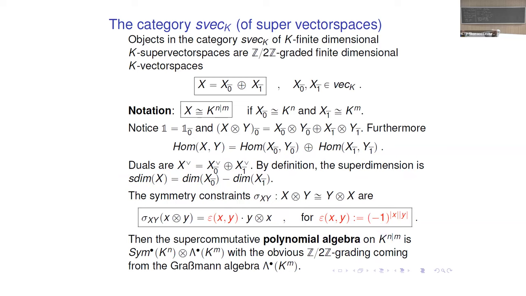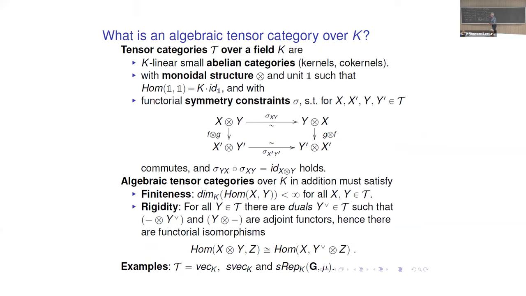So in this category, what is a polynomial? It's just a polynomial in the first variables and a Grassmann polynomial in the second ones because of this symmetry rule. If you write what an algebra is, you can do it by diagrams. What a commutative algebra is, you can do by diagrams in a category. And if you do this, you get that the polynomials are the symmetric powers. But by this sign rule, if you really write it out, it's symmetric in the bosonic variables and anti-symmetric in the fermionic variables. Okay, fine. And this is an example of a so-called tensor category of a field.